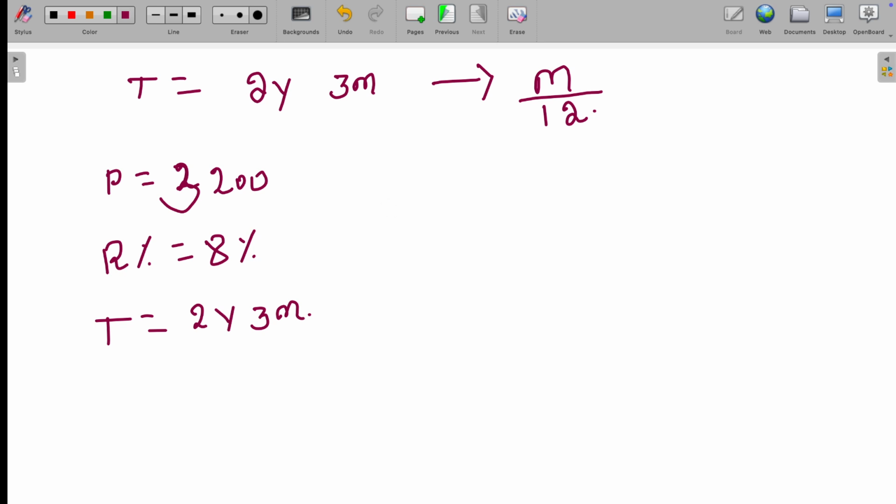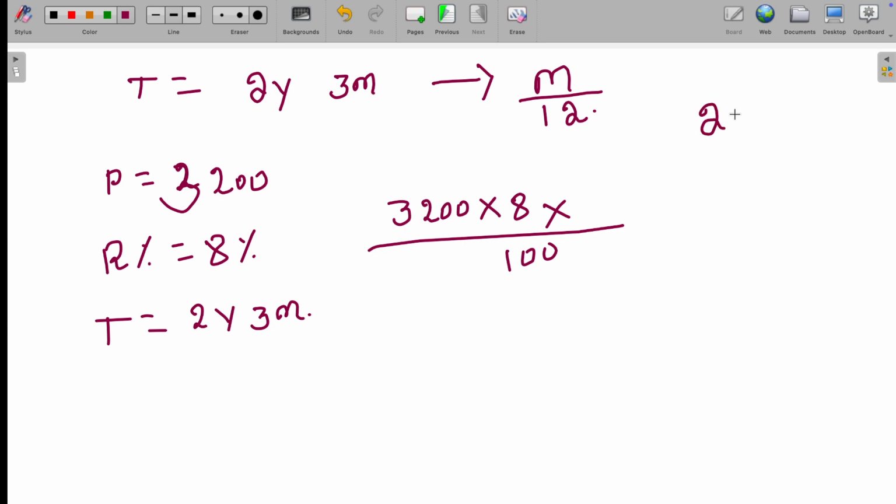Now PTR by 100. 3200 is the principal, 8% means 8 divided by 100. Time we always have to write in years, but here we have 2 years 3 months. How to convert months to years? Divide by 12. That is 1 by 4, so 2 1 by 4. Convert the mixed fraction to an improper fraction: 2 1 by 4 means 2 fours are 8 plus 1, 9 by 4.